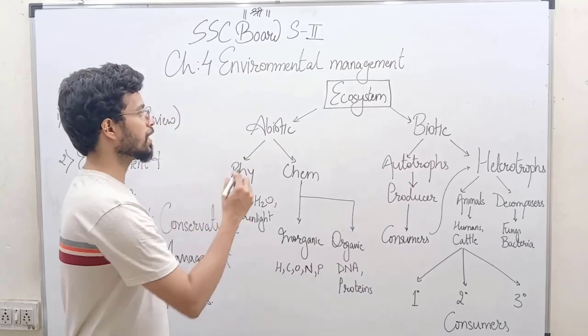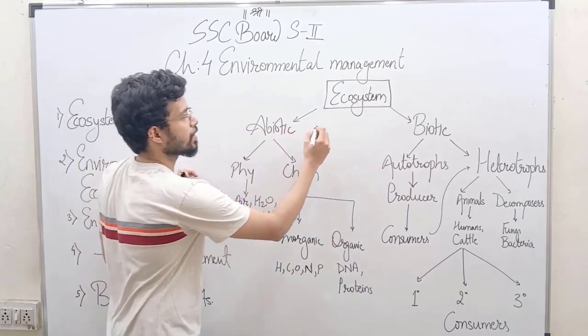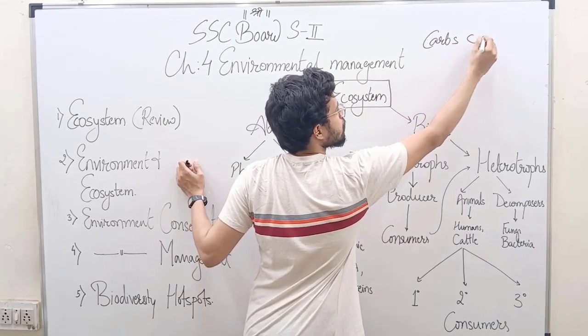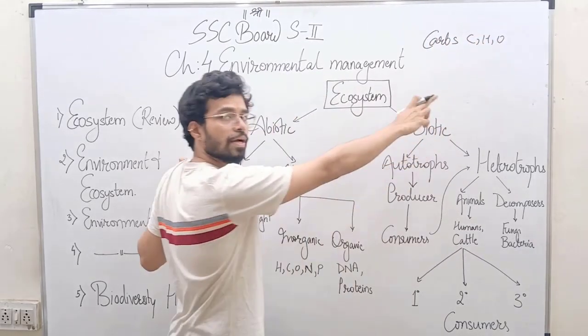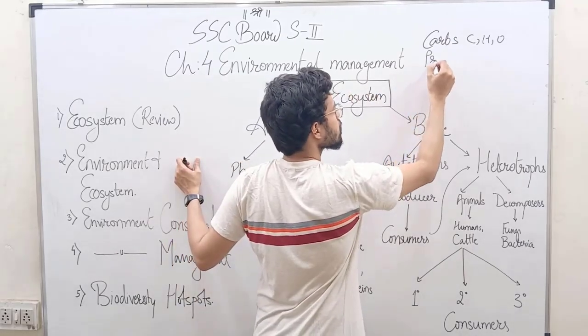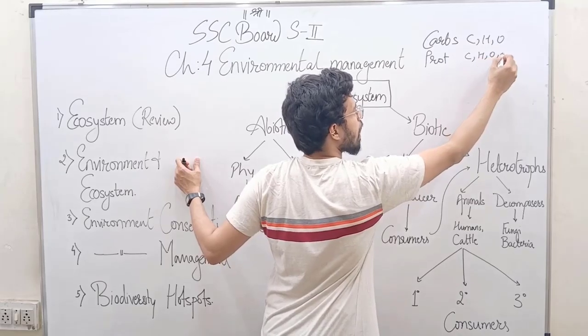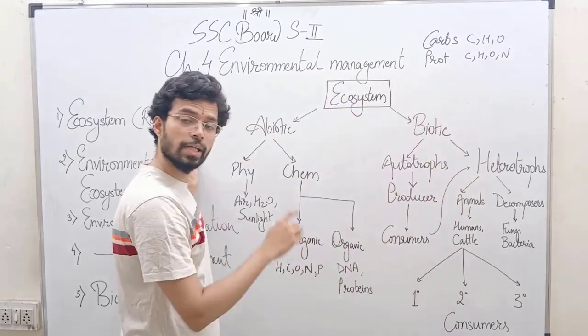For your understanding, I will just put a small point over here. Carbs will have CHO: carbon, hydrogen, oxygen. Your proteins will have all of this: carbon, hydrogen, oxygen, and also one more entity, that is nitrogen.